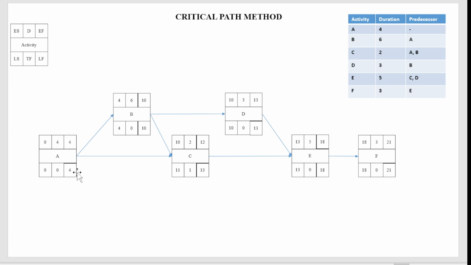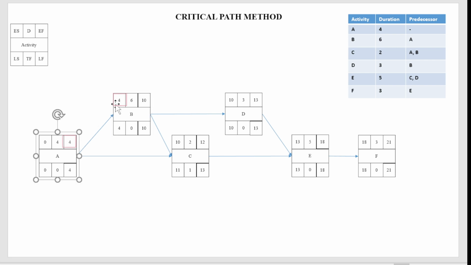Now let's go to the forward pass. Unless mentioned otherwise, any starting activity starts at day 0. Early start means the very beginning of the project, day 0. The duration is 4 days, so the early finish, the earliest date you can finish, is the early start plus the duration. You just have to do the summation: 0 plus 4 will be 4. This must be very clear for you. The next step is the forward pass to the successor.